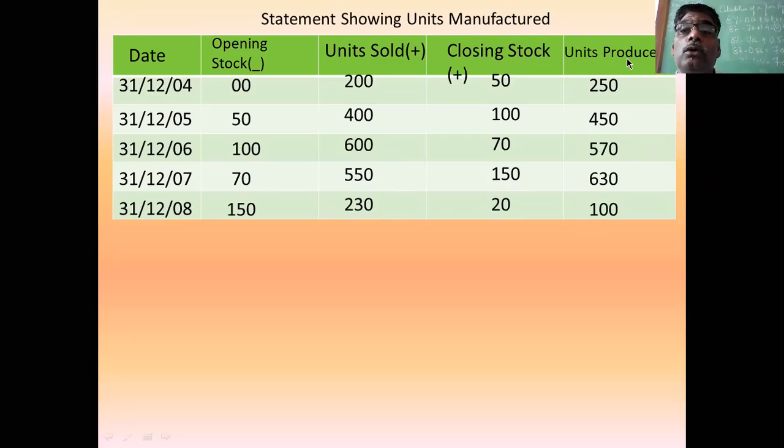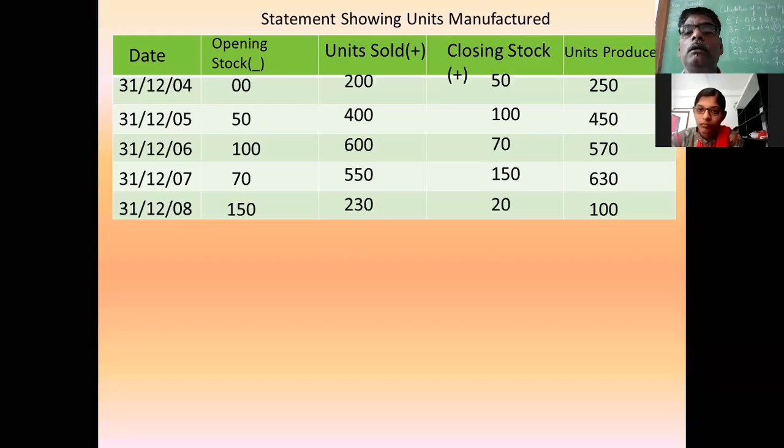Okay, this is based on unit produced. Clear? Unit produced is equal to unit sold plus closing stock minus opening stock. And if unit sold is required, then opening stock plus produced minus closing stock. That is the equation. There are two equations I have already given for the calculation.